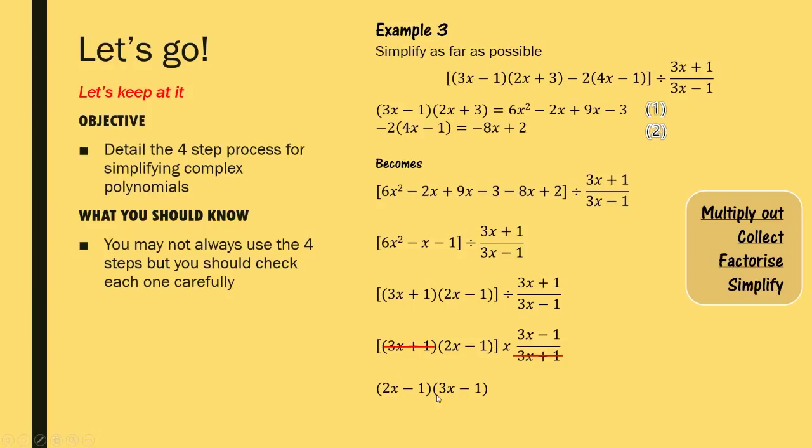However, we can also multiply that together to give us our polynomial of 6x squared minus 5x plus 1. And that's as far as we can simplify it. It still looks quite complicated at this stage, but it looks a lot less complicated than it did at the start. The other thing to point out is at the start there was the 3x minus 1 and the 3x minus 1 there. A lot of students will just cancel those off at the start, but you can't do that until you work through the process of multiplying out, collecting, then factorizing and simplifying.